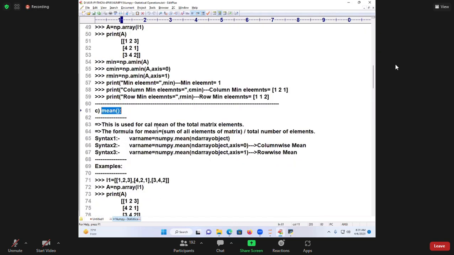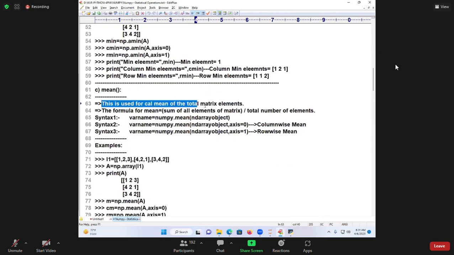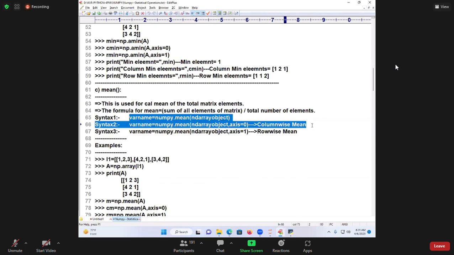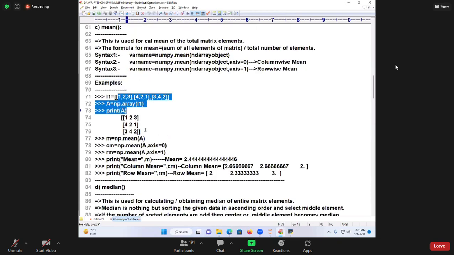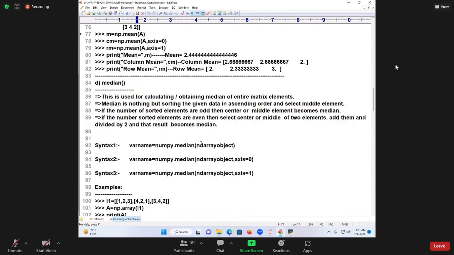Mean. What is the mean formula? This is used to find the mean of the total matrix. Formula for mean is equal to sum of all elements of the matrix by total number of elements. Same example. Mean for entire object, mean for column wise, and mean for row wise. Answers are given here. Next, go for median.